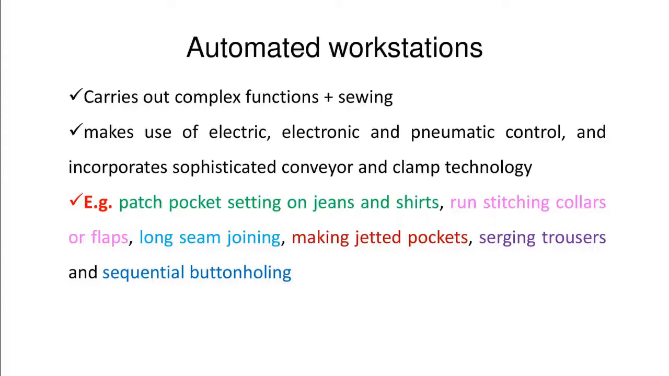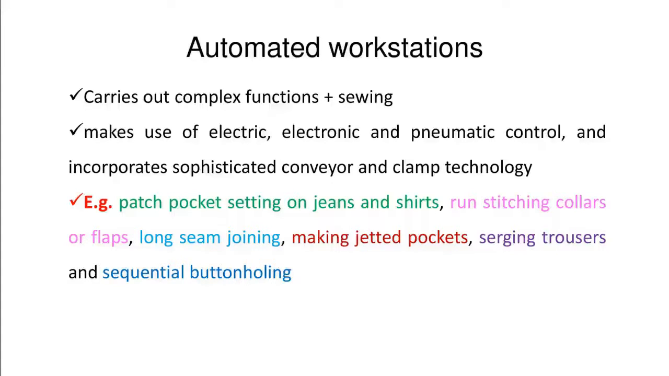Automated workstations again continue to carry out complex functions, including complex sewing, and make use of electronic and pneumatic control, and incorporate sophisticated conveyor and clamp technology. Now, this is something that you can search on the internet. You can read at least one paragraph about it, fairly simple to understand, but more important would be to actually watch videos, especially the examples that I have provided here, patch pocket setting on jeans and shirts.